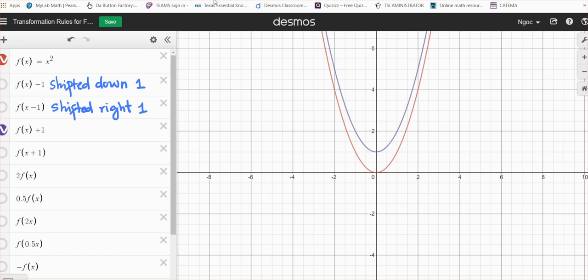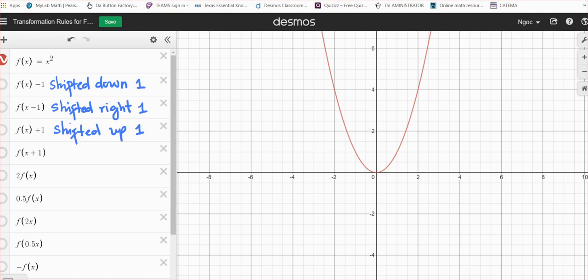Okay, here we are. So you can see right here that the new graph is exactly the same graph compared with our parent function graph. It just shifted up 1. Okay, so let's write the note right here. Shifted up 1. Okay, so far so good. Let's look at the next notation.